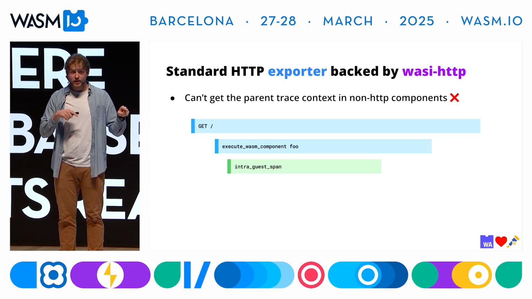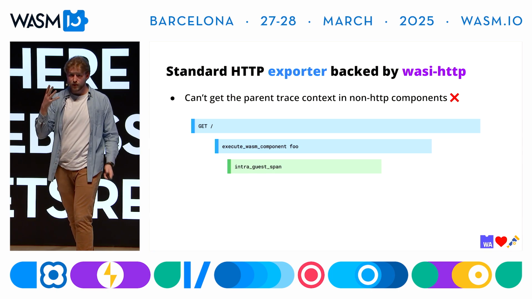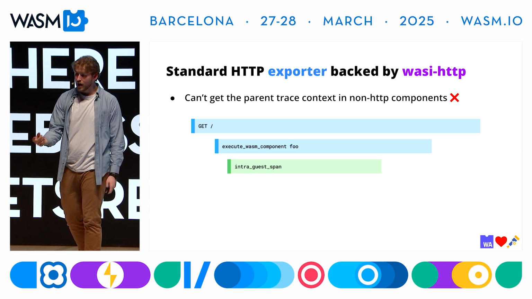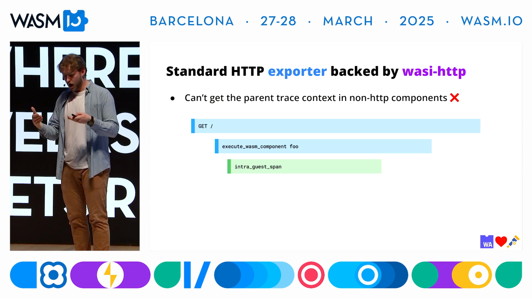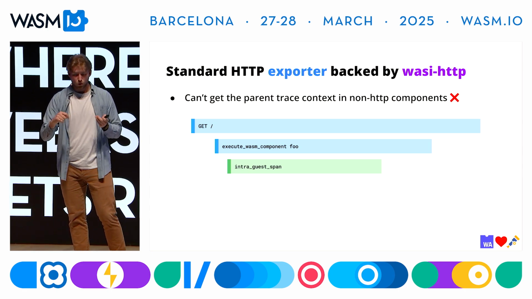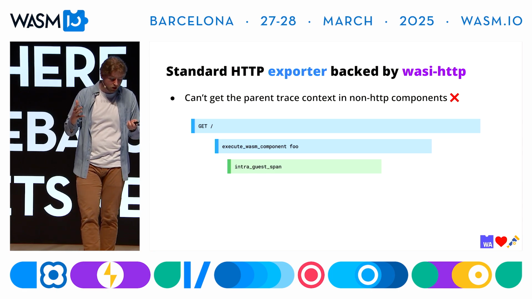And you can do this for HTTP components because you have the host literally mutate the HTTP request that it's handing off to that component and stick into the header the appropriate trace context. So the host goes, oh, I know I'm currently in this execute WASM component span, stick that in the header, and then the guest can get access to that information.